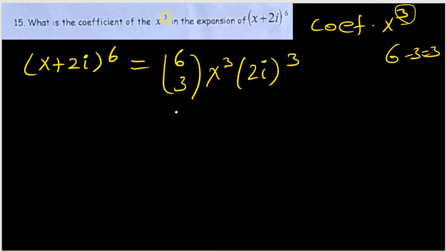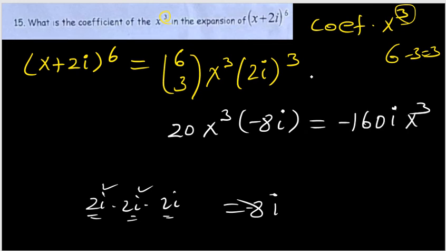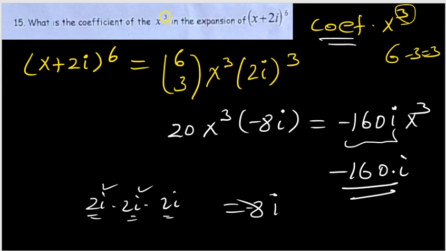In place of 6 combination 3, I can write 20 times x cubed, again 2i to the power of 3, 2i times 2i times 2i. 2 times 2 times 2 will be 8, and i times i will be i squared, that's negative 1. Negative 1 times i will be just i, but the negative remains here. So I do have negative 8i. So the product will be negative 160i x cubed. But we are asked the coefficient. The coefficient means the number in front of x cubed. That number will be negative 160. i will not be in the coefficient number.